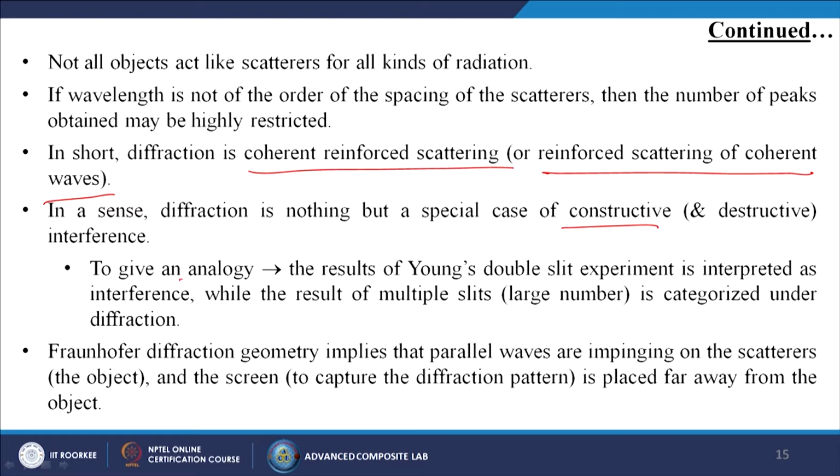To give an analogy, the result of Young's double slit experiment is interpreted as interference, while the result of multiple slits, like a large number, is categorized under diffraction. What is Fraunhofer diffraction telling us? Fraunhofer diffraction geometry implies that parallel waves are impinging on the scatterers, meaning the object, and the screen to capture the diffraction pattern is placed far away from the object. So, the distance is large in this particular case.